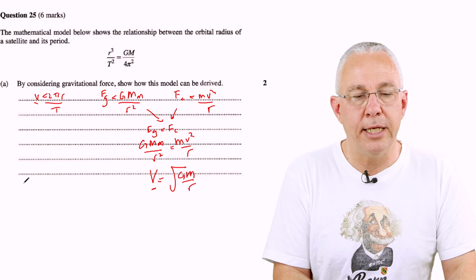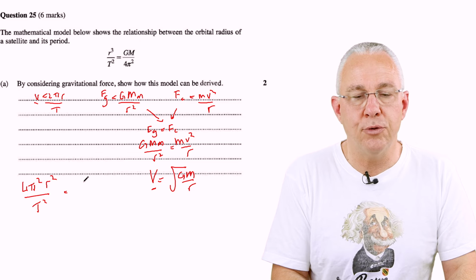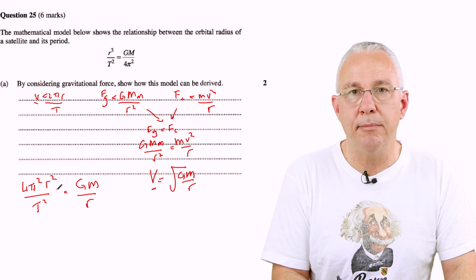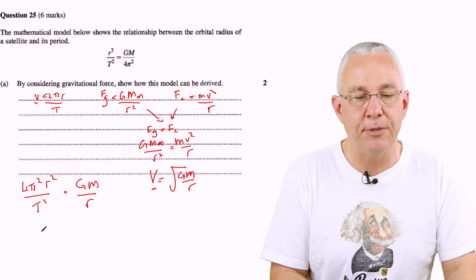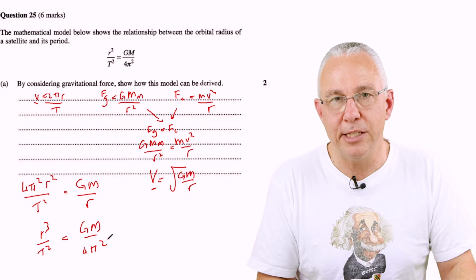And so what we get is 4 pi squared r squared over T squared is equal to GM over r. If I now rearrange this, I want r cubed over T squared to be my subject. I'm going to get r cubed over T squared is equal to GM over 4 pi squared, and we've derived Kepler's third law.